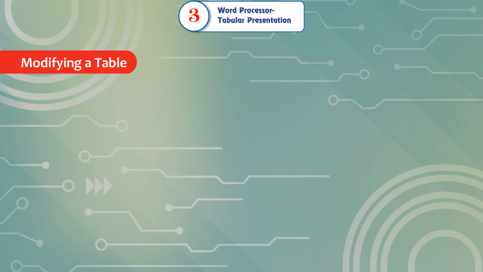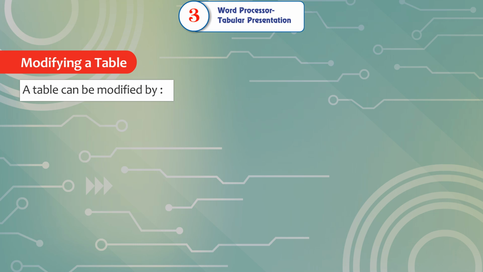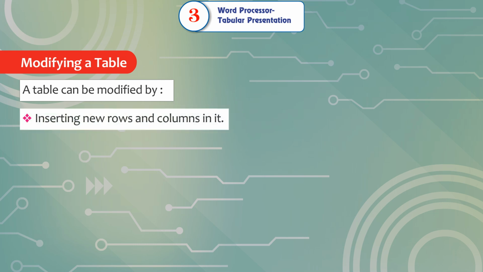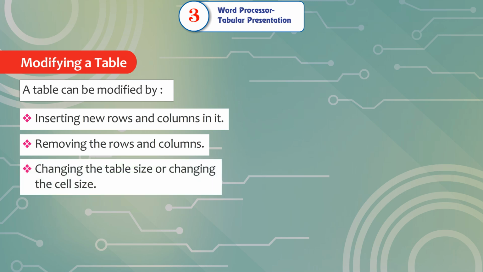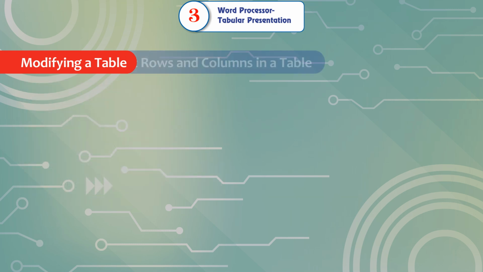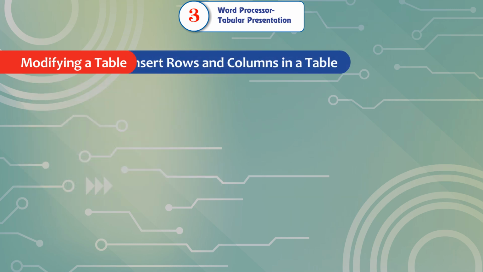Modifying a table. A table can be modified by inserting new rows and columns in it, removing the rows and columns, changing the table size or changing the cell size. Insert rows and columns in a table.